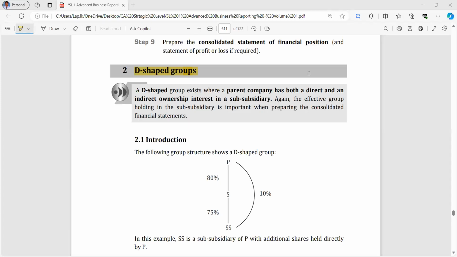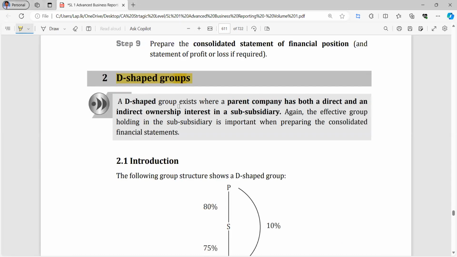Good evening, all. Today we are going to discuss the D-shaped group, or sometimes we refer to it as a mixed group. A D-shaped group exists where the parent company has both direct and indirect ownership interest in a sub-subsidiary. Again, the effective group holding in the sub-subsidiary is important when preparing the consolidated financial statements.